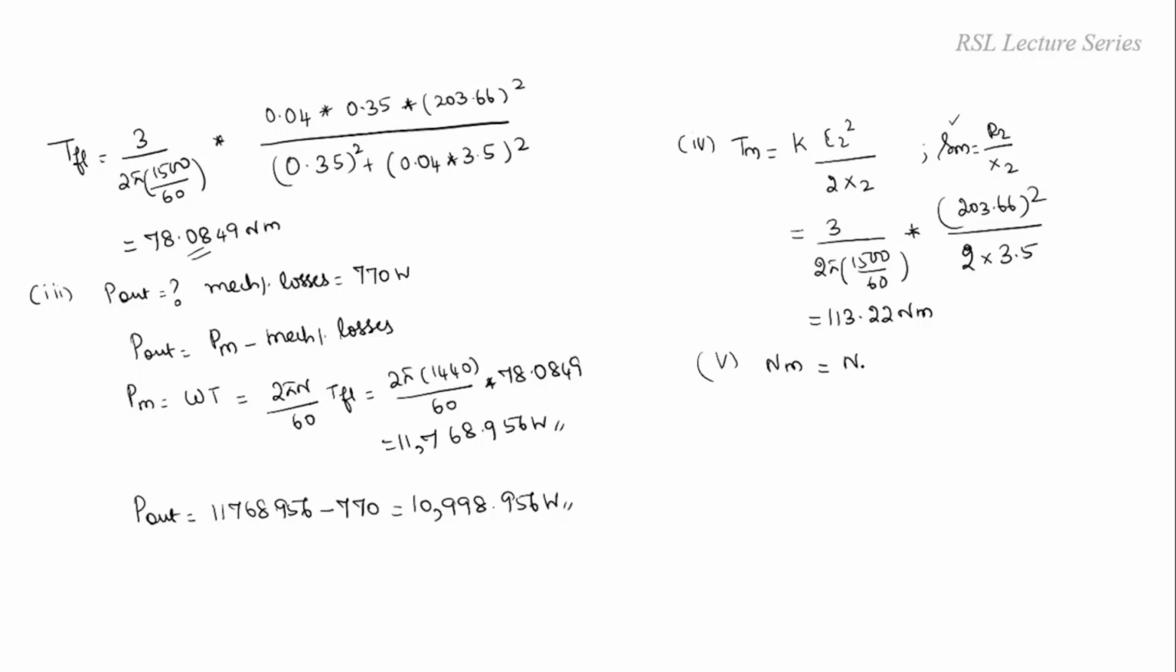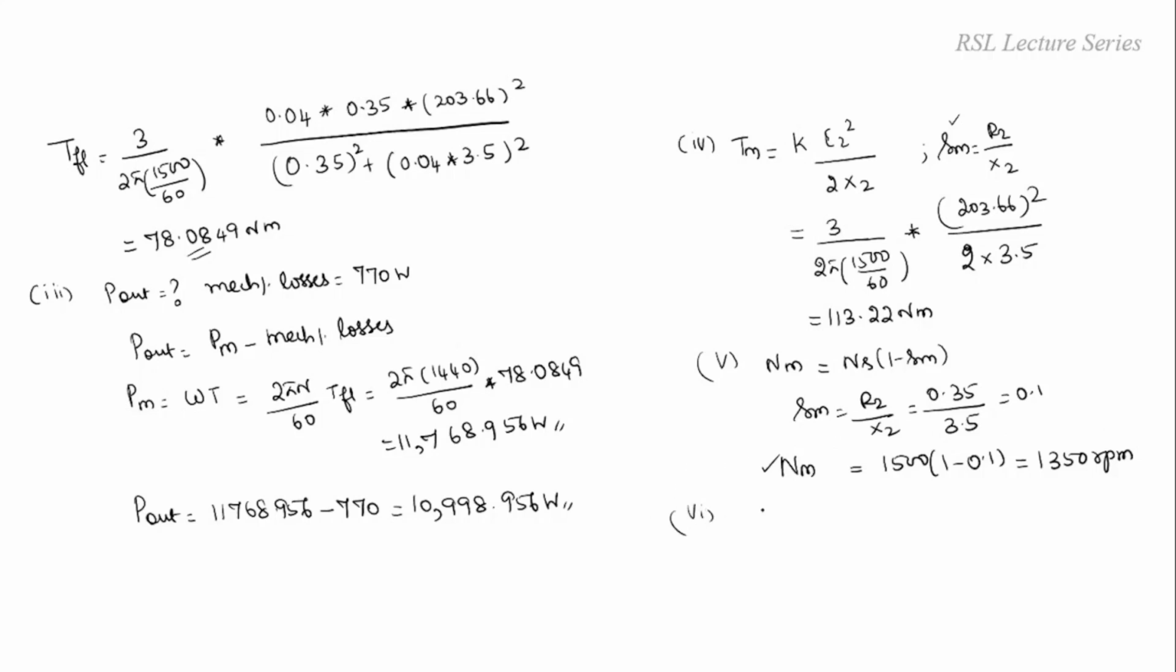Next we have to find the speed corresponding to maximum torque. This will be equal to ns into 1 minus the slip corresponding to maximum torque condition. The slip corresponding to maximum torque condition is R2 by X2, so 0.35 divided by 3.5, which will be equal to 0.1. Now the speed corresponding to maximum torque will be 1500 into 1 minus 0.1. This will be equal to 1350 RPM. This is the speed corresponding to maximum torque.